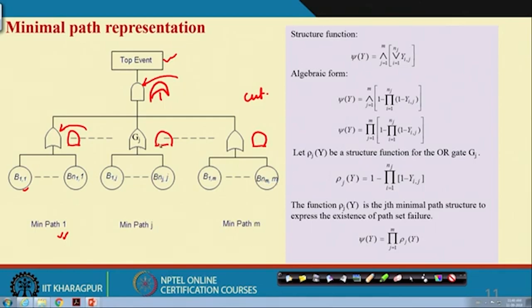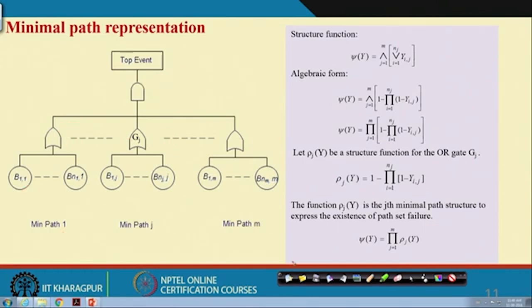Now, when will the top event occur? You see, this is an OR gate, meaning any one basic event of the minimal path set, here also any one of these path sets, at least one in each of the path sets, if it occurs, then the top event will occur, because this OR will be satisfied and finally the AND will also be satisfied. So, in the path representation, we are basically saying that at least one basic event in each path set leads to the top event occurring, for the path sets you have found earlier.